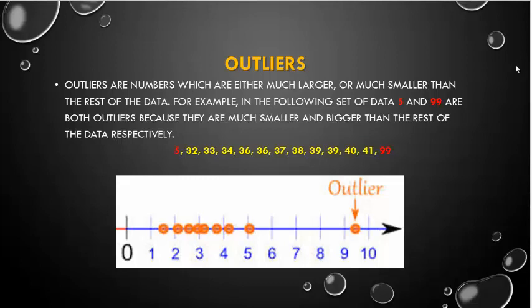Outliers are generally pretty easy to spot. They are numbers that stick out to you when observing a set of data.